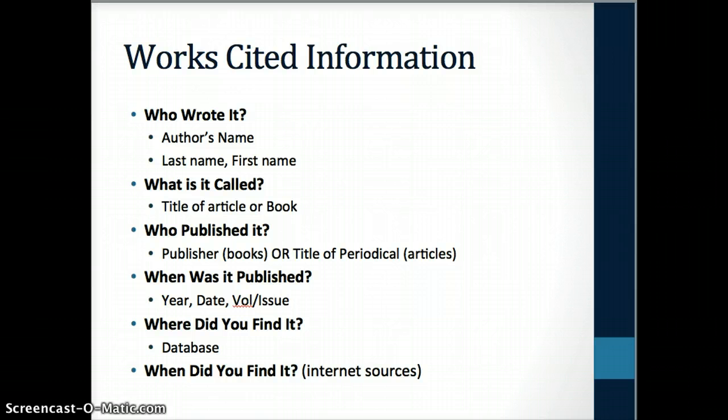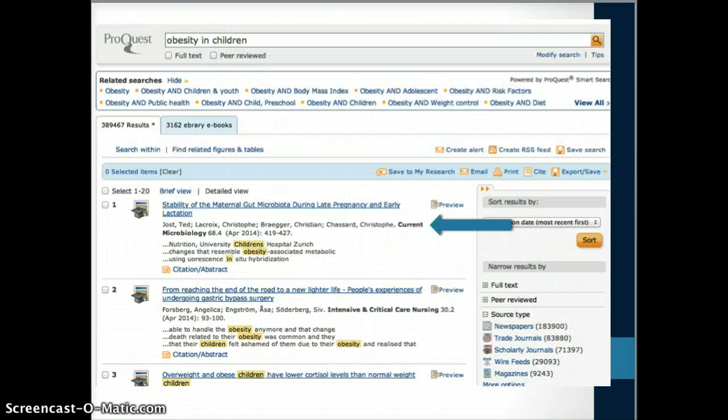Because the thing about internet sources is they can change from moment to moment. So when you put the date down, it kind of locks that in place. So how do you find this information? Well, depending upon the database you're using, it's going to be located in different areas.